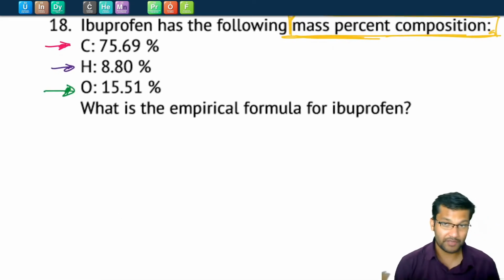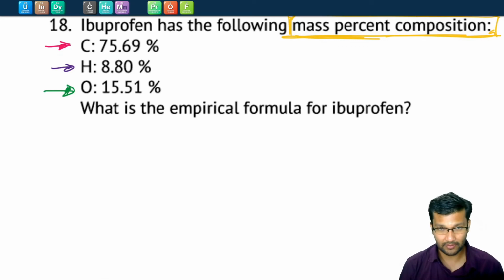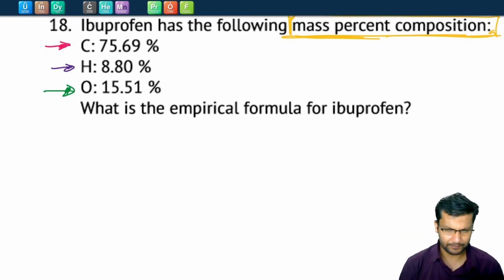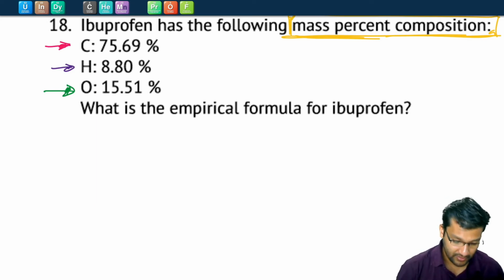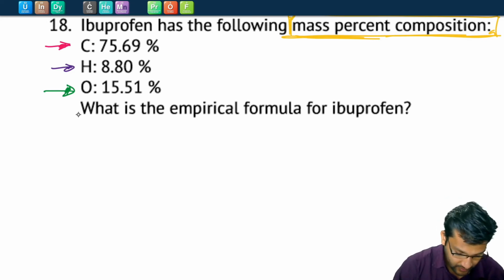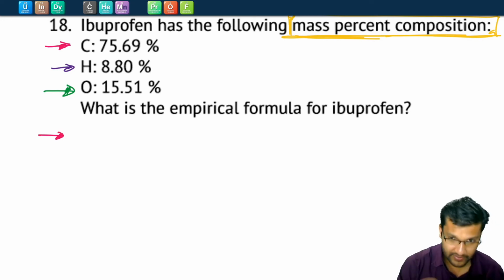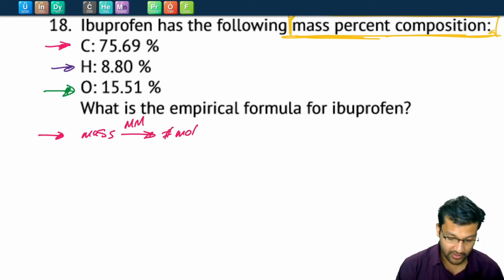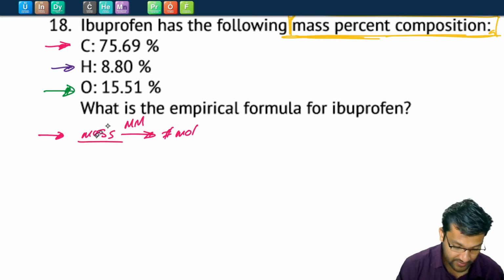Now, instead of giving you the masses, they give you the percent mass composition. Remember, percent mass composition from a previous lecture just means that if you have a total amount of mass of something, what percent would be carbon, what percent would be hydrogen, what percent would be oxygen. Now, in our previous questions, we went from mass to number of moles using the molar mass, which was all good. But here we don't have the mass, we have the mass percent.